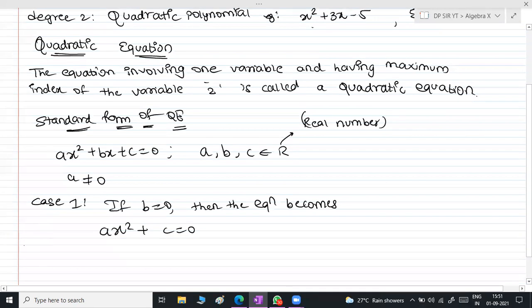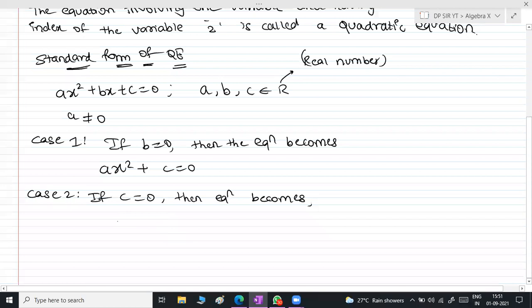Talking about the next case, that is case 2, if c is equal to 0, then the equation becomes ax square plus bx is equal to 0.